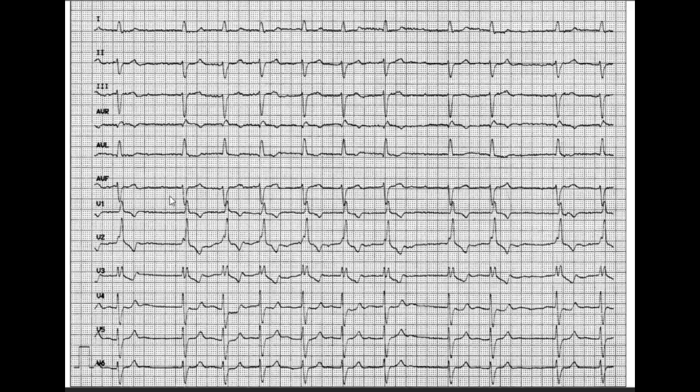We also have left axis deviation, which cannot be explained by anything. You cannot see hypertrophy because the QRS is prolonged; we cannot calculate it. So there's also left anterior hemiblock. And usually when we have a right bundle branch block and a left anterior hemiblock, we call it a bifascicular block.